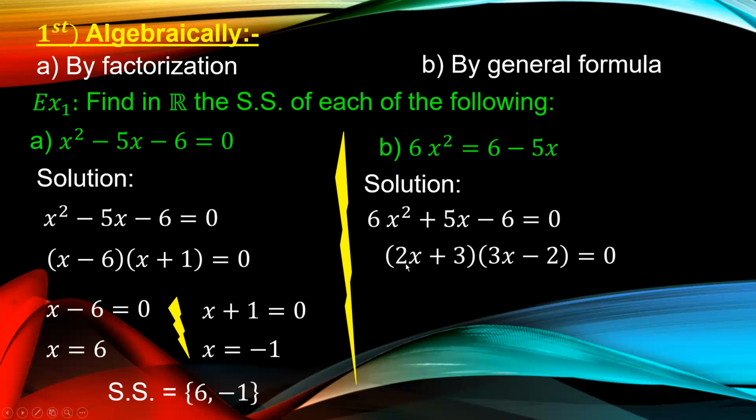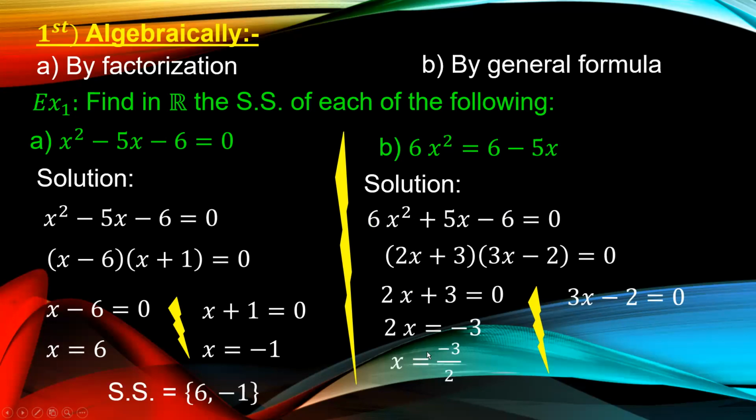Then 2x plus 3 times 3x minus 2 equals 0. Then 2x plus 3 equals 0 and 3x minus 2 equals 0. Then 2x equals negative 3, so x will be negative 3 over 2. The second one, 3x equals 2, then x equals 2 over 3. Then the solution set of this equation is negative 3 over 2 and 2 over 3.